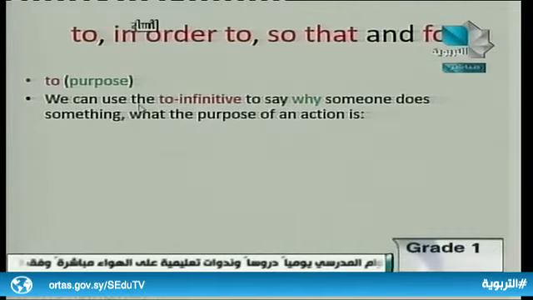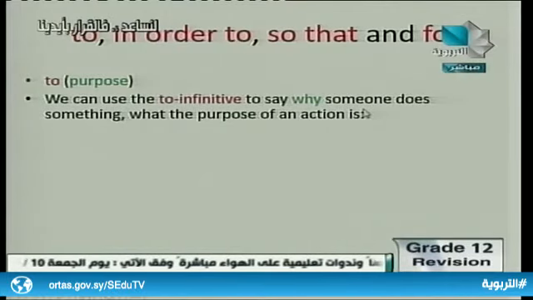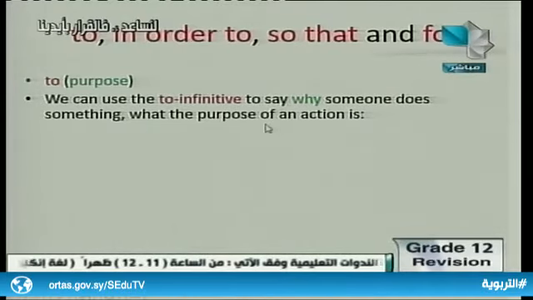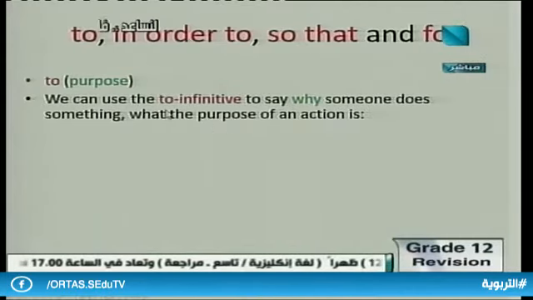So we can use the to infinitive to say why someone does something, what the purpose of an action is. When we change into a question, we can use the word why. Some students use only why when they see because, but this is not correct.